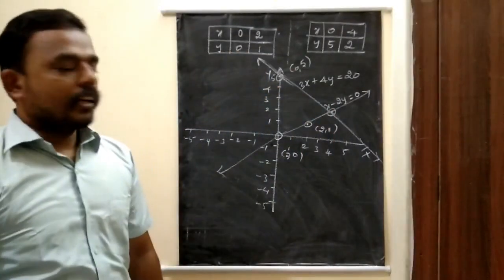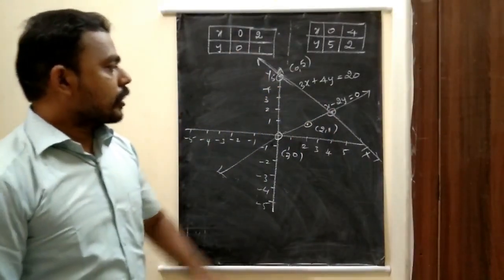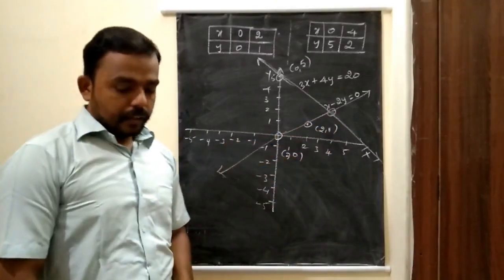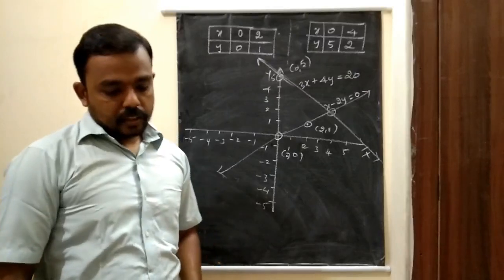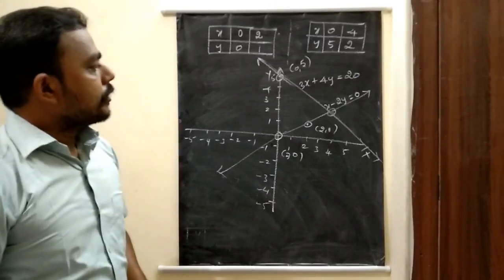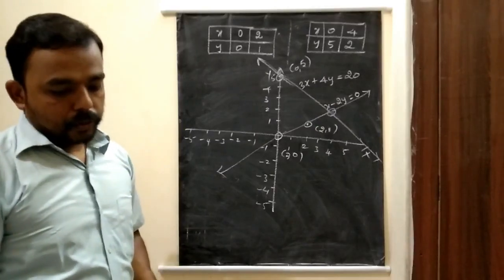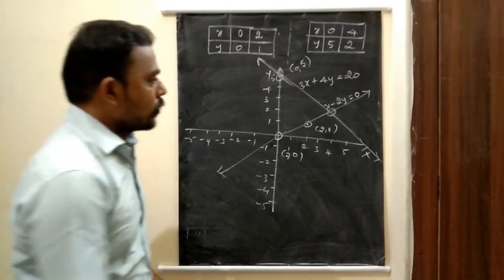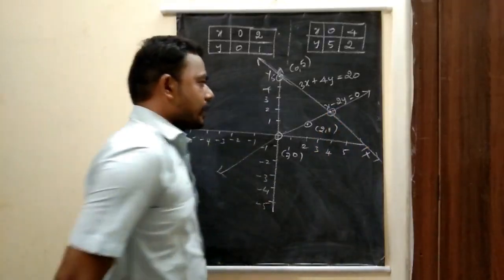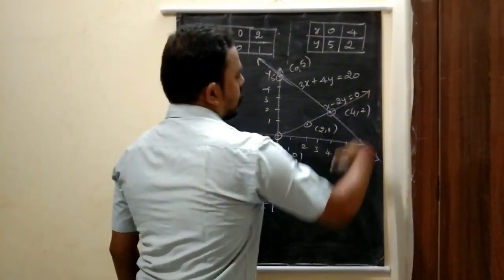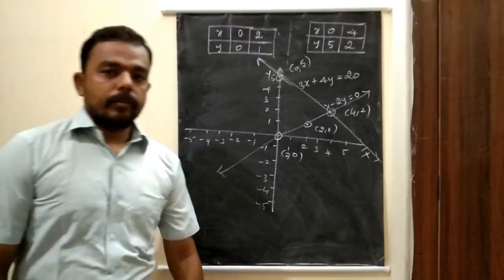So this is the graph. Now check the intersection point. It may be just the point 4 comma 2. So this one is the possible intersection point, 4 comma 2. Like that we can get the solution.